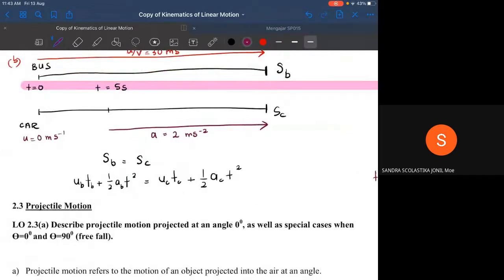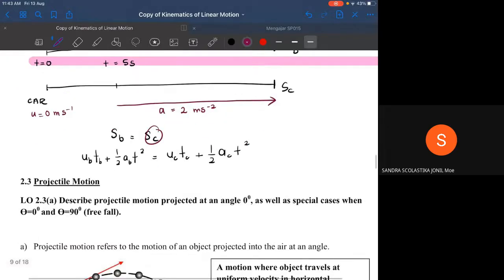Okay Sandra? Okay Miss, thank you. So now what we actually want is the distance of the car. We want SC basically. Then we try to fill in the blanks. What can we fill in?